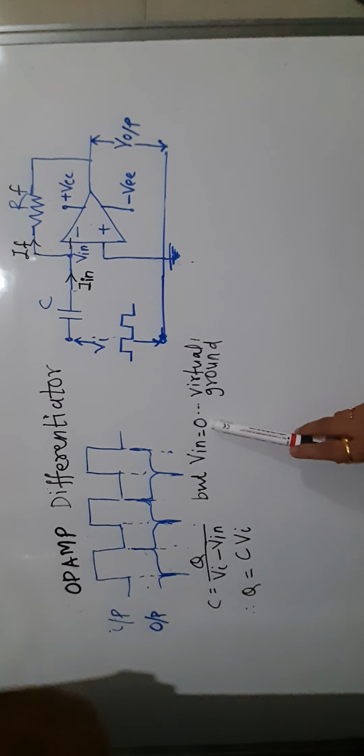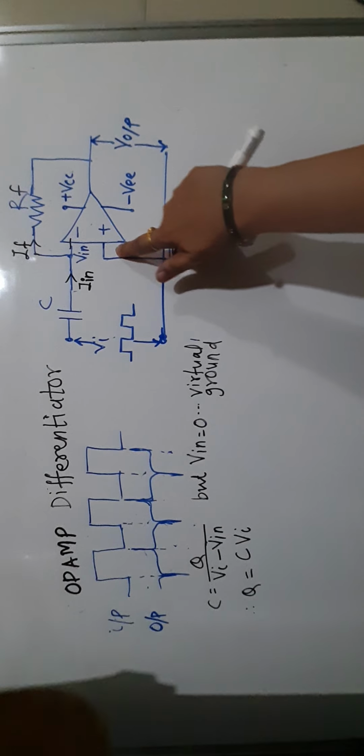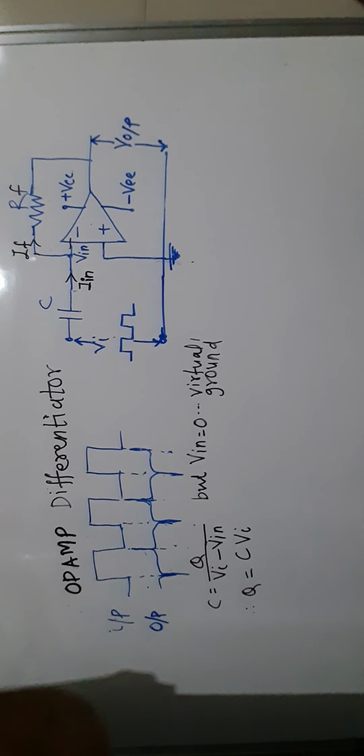But we know Vin equal to 0 due to the virtual ground property. As this terminal is grounded, this terminal is also virtually connected to ground. So we can write Vin equal to 0. So Q will be C into Vi. Now differentiating on both sides.